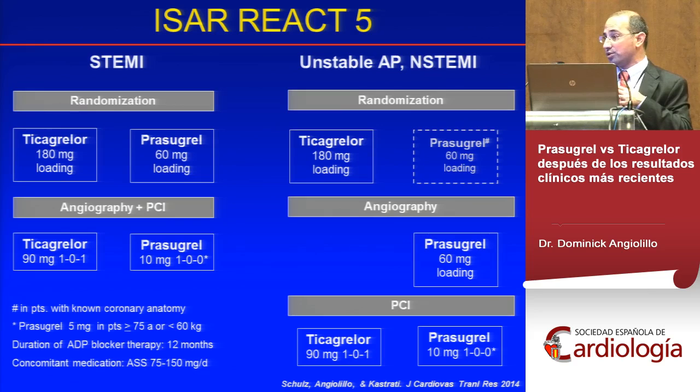This is a study which is not being sponsored by anyone. It's just thanks to the courtesy of many investigators across the globe. And hopefully these results will be available in the next 3 years. Thank you very much for your attention.